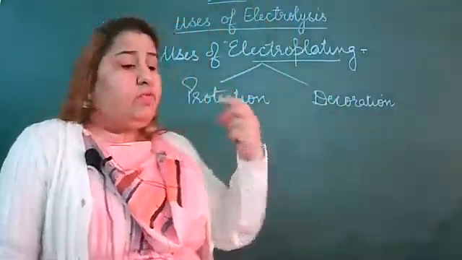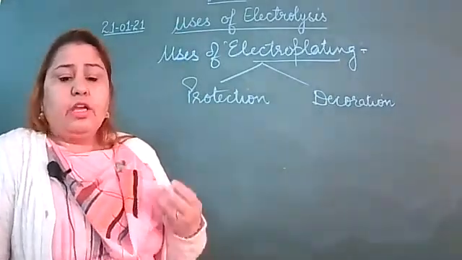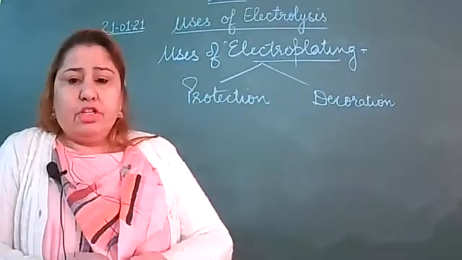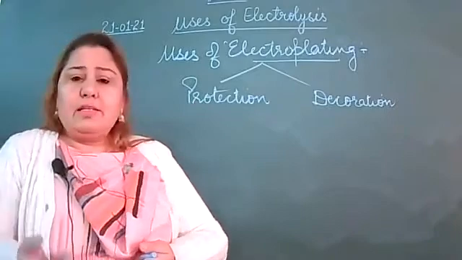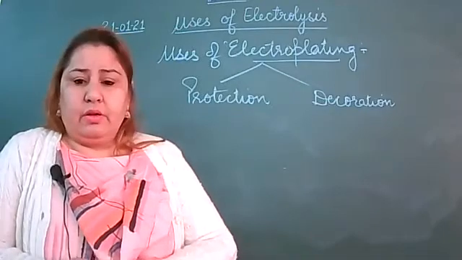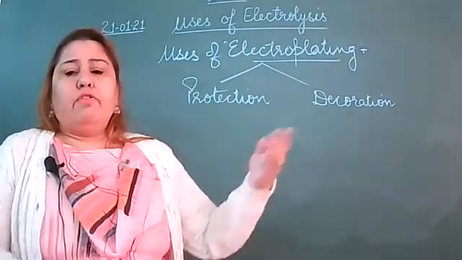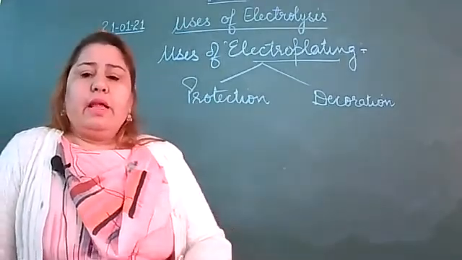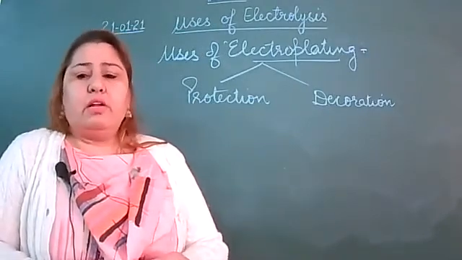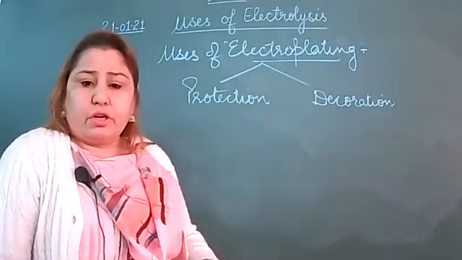Decoration: we use metals in jewelry, like silver and gold. Gold and silver are expensive, right? Artificial jewelry is made of a less expensive metal, and we coat it with gold and silver to make it look expensive. That comes under the decorative purpose of electroplating. That means we take a cheaper metal and coat it with gold or silver to make it attractive and expensive.